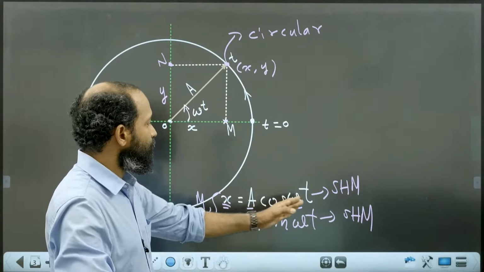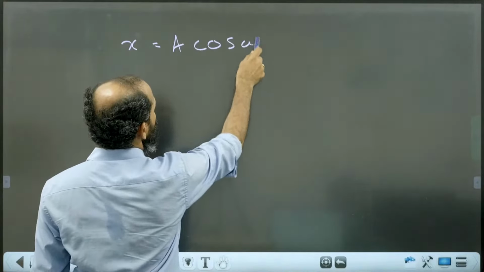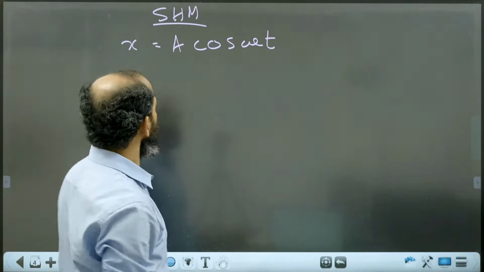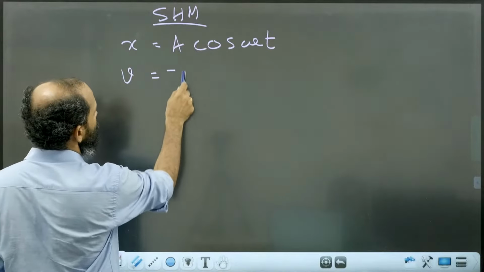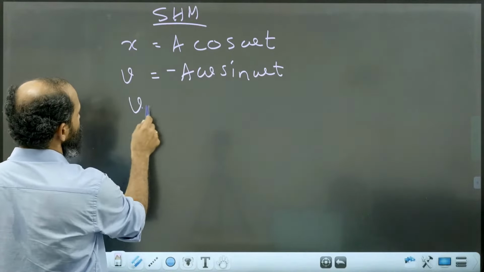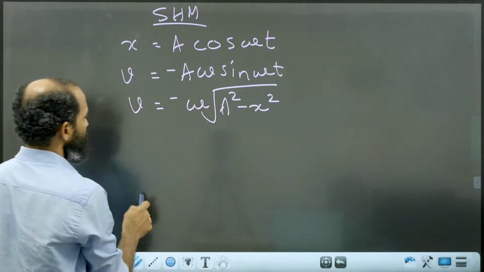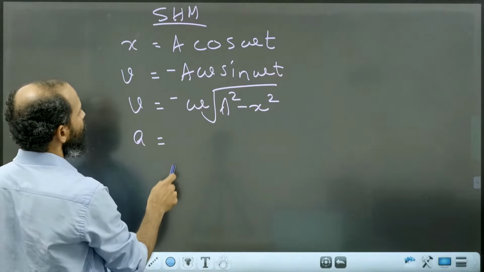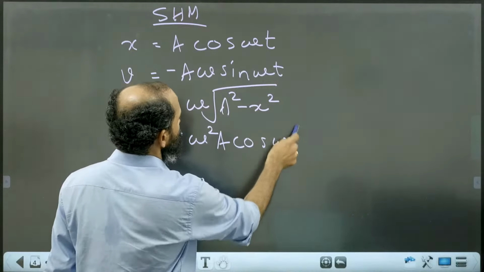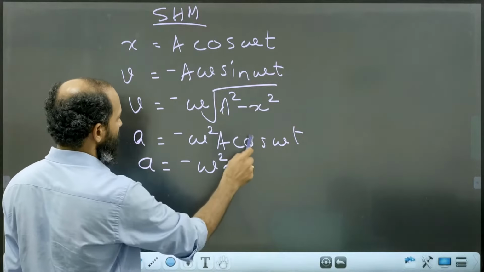So x equal to a cos omega t is our reference. Let us begin with the cosine function as the reference. Now taking the first derivative, v is equal to minus a omega sine omega t. That can also be written as minus omega root of a square minus x square. Next derivative, a equal to dv by dt, that is equal to minus omega square a cos omega t. That can be written as minus omega square into x, since a cos omega t is x.